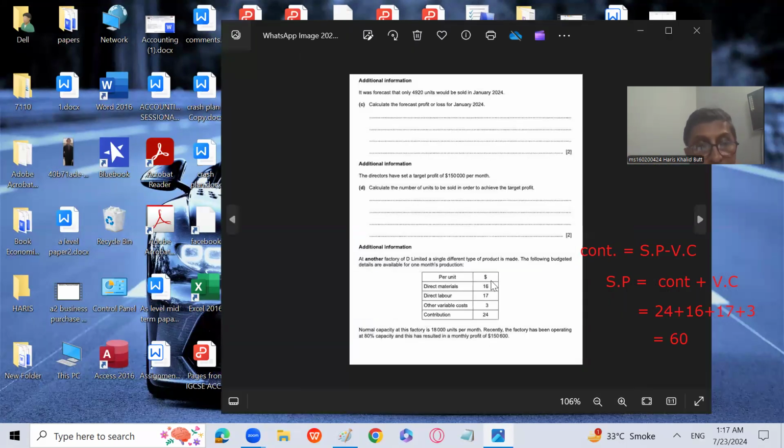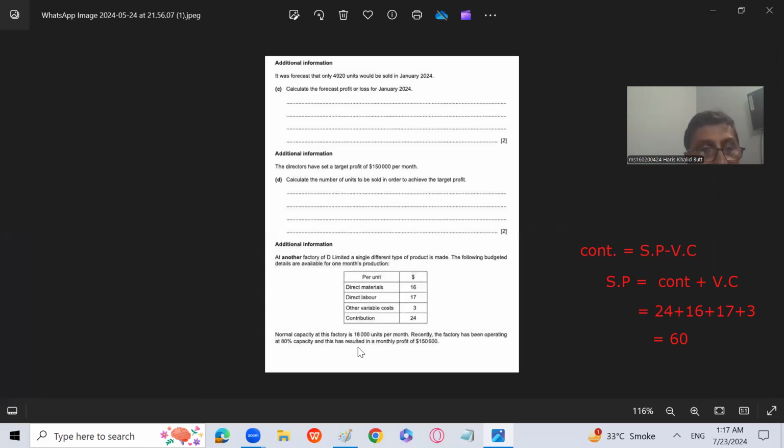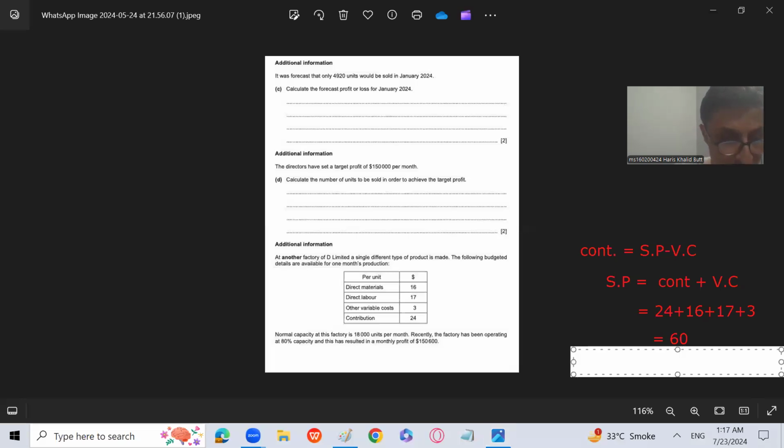If you just see, the normal capacity of the factory is 18,000 units, right? The normal capacity is 18,000 units per month. Recently, the factory has been operated at 80% of the capacity. So let's find the capacity also. That current capacity is how much? That is 18,000 multiplied by 80%. I've already calculated it. That becomes 14,400 units.